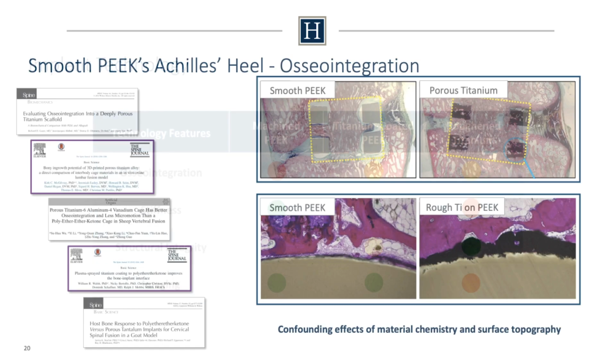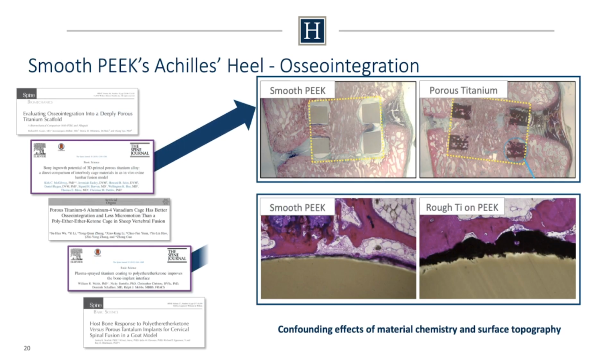As we discussed, there are many benefits to smooth PEEK with its stiffness, structural integrity, and imaging. However, it is lacking in its osseointegration capability. We have tried to solve this issue with PEEK. Looking at the histology, you can see here the fibrous encapsulation around smooth PEEK compared to bone formation within the porous titanium or titanium-coated PEEK.